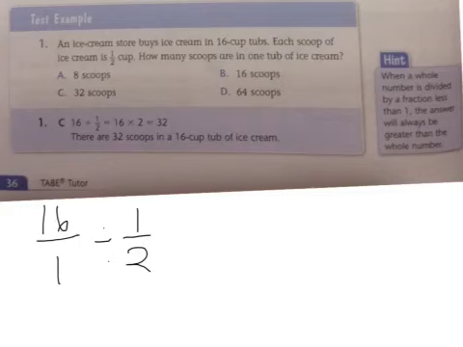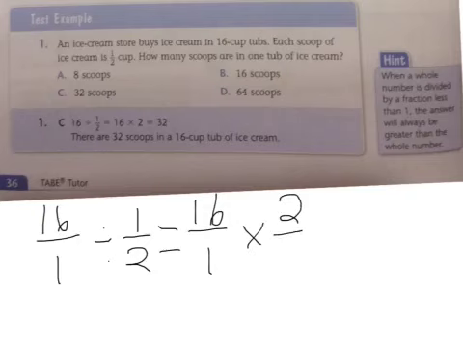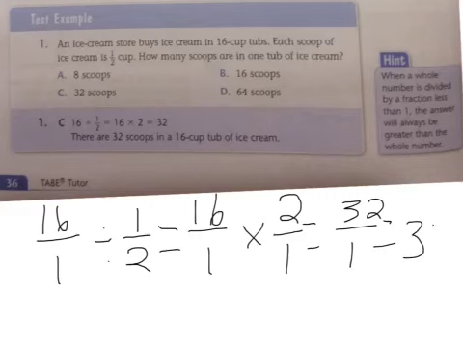We're just going to write it out, 16/1 divided by 1/2. Then our next step, we're going to flip. So we're going to say 16/1 times 2/1. And then we're going to multiply. So we're going to say 16 times 2 equals 32/1. And then we know that's going to equal 32.